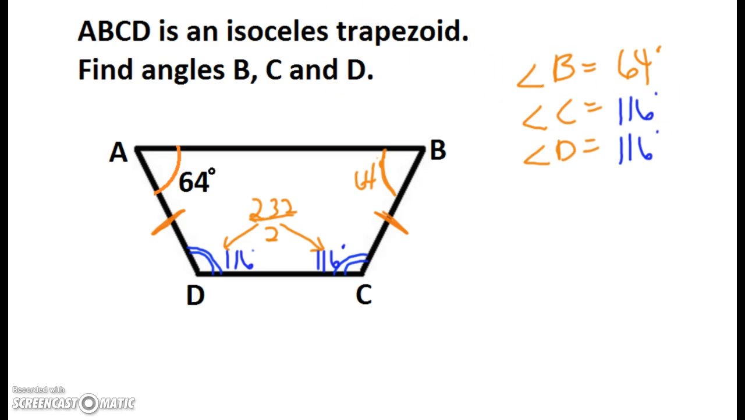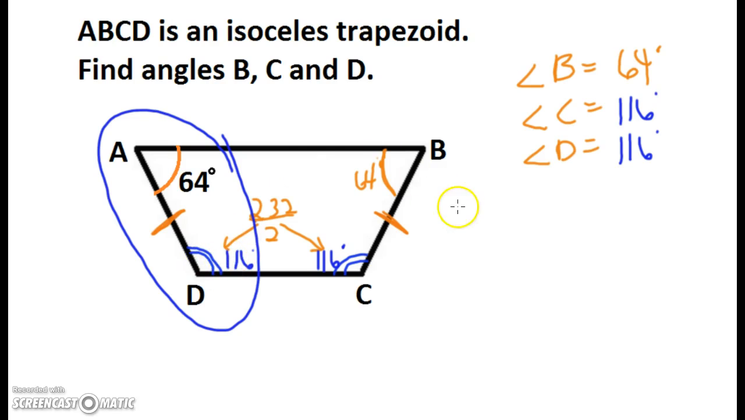Now, another way that we could have done this is, I know that same side interior angles of a trapezoid are supplementary. So I know that this and this angle together have to make 180. So from the very beginning, I could have done 180 minus 64 and got this 116 right here. Either one of those ways would have worked. But in this isosceles trapezoid, we found angles B, C, and D.